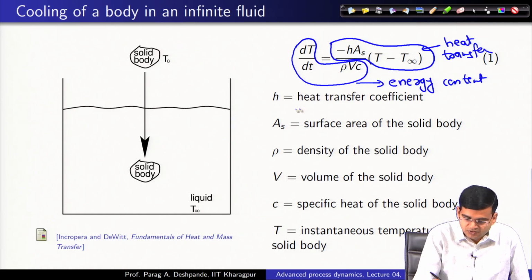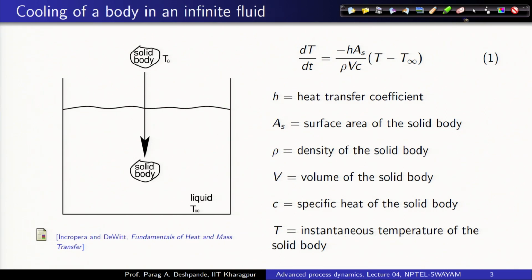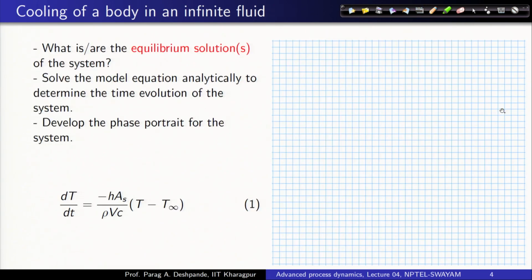So, H is the heat transfer coefficient, A s is the surface area of the body, rho is the density of the body, V is the volume of the body, C is the specific heat of the body, and it is important to know that T is the instantaneous temperature. So, the dynamical variable of interest in our case is T. T is a function of small t, which is time. Okay. So, now let us see what all can we analyze in this case.